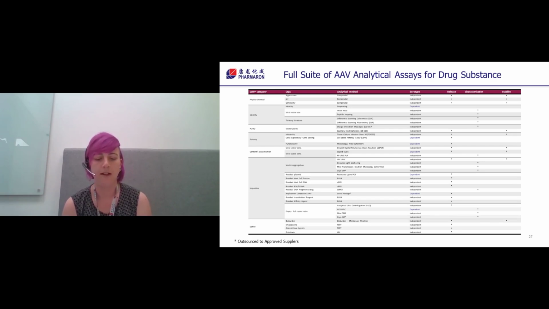One of the biggest challenges in the gene therapy landscape is measuring potency. We have capabilities in-house to develop and perform a combination of platform and product-specific assays with our bioassay team.